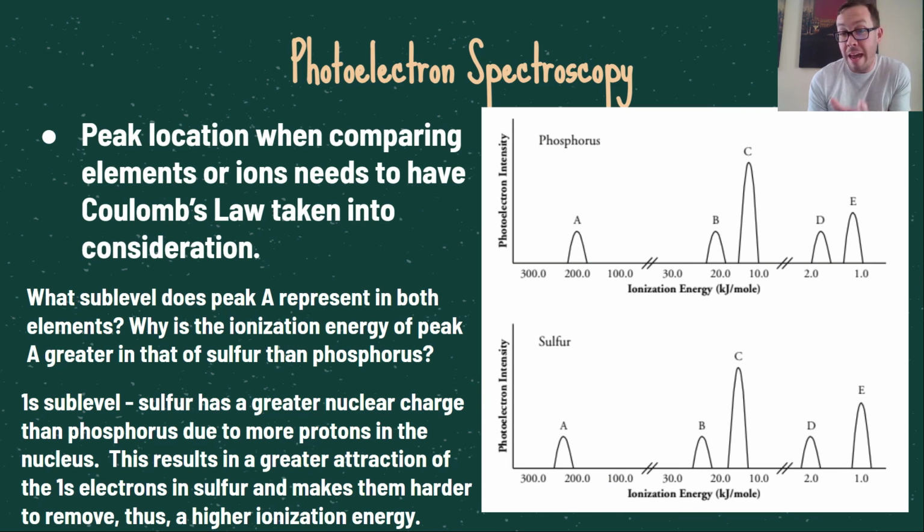So first off, we're going to describe A as the 1s sublevel, just like what we talked about. But sulfur has a greater nuclear charge than phosphorus due to there being more protons in the nucleus. This results in greater attraction of the 1s electrons in sulfur and makes them harder to remove, thus a higher ionization energy. So again, if we go through, take a look, count up the number of protons, we can understand that sulfur's energy levels are going to experience a greater nuclear charge than phosphorus is because of the greater number of protons in the nucleus of sulfur than phosphorus. And as a result, we can then take Coulomb's law into consideration and understand why it would be harder to remove a 1s electron in sulfur, thus having a higher ionization energy.